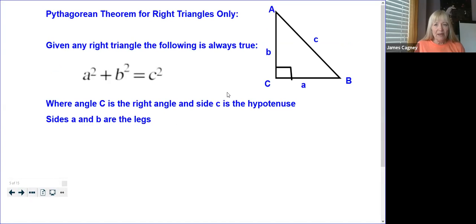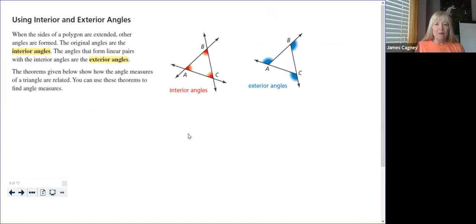Okay, Pythagorean theorem for right triangles. I had it up before, we'll talk about it again. Given any right triangle, it is always true: a squared plus b squared is equal to c squared, where c is the right angle and side c is the hypotenuse. Sides a and b are what we call the legs. So the sum of the squares of the legs of a right triangle is equal to the square of the hypotenuse. And we're going to use this theorem in just a minute.